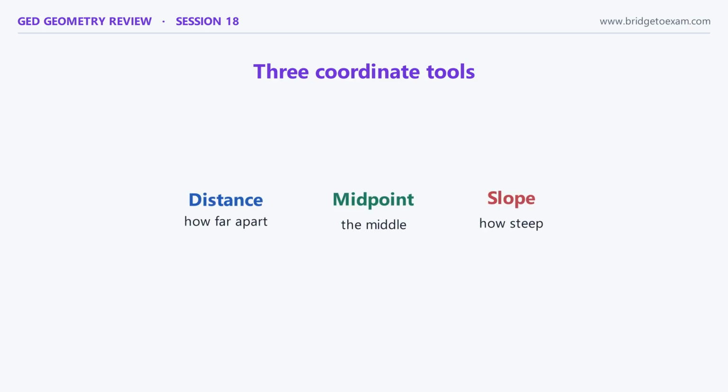Three coordinate tools show up again and again: distance, midpoint, and slope. The skill is choosing the right one for what the question asks.